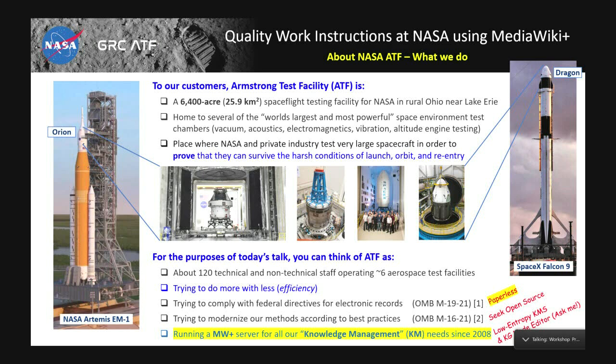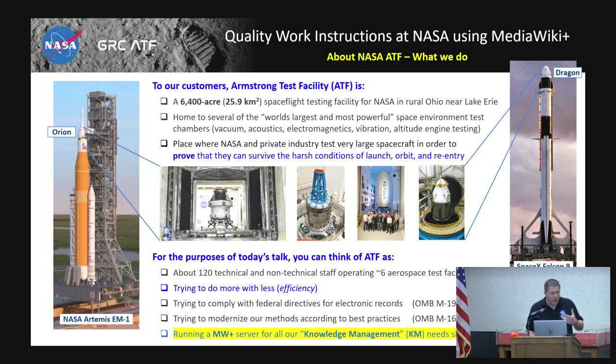So to our customers, as Dave Taylor mentioned in the morning, we are a spaceflight experimental test facility, for testing spacecraft on the ground to see how they perform in the service environment. For the purposes of this talk today, I want you to think of Armstrong Test Facility as roughly 120 technical and non-technical staff operating about 6 aerospace test facilities.